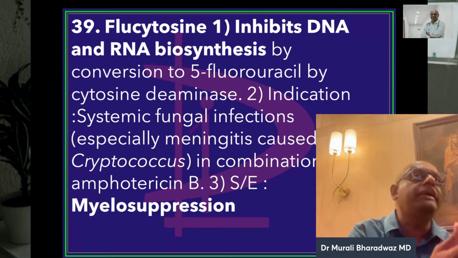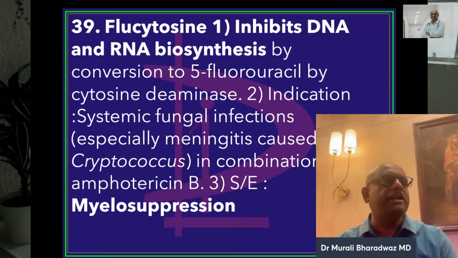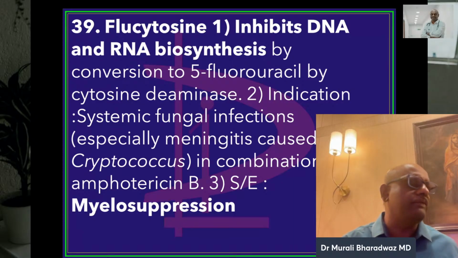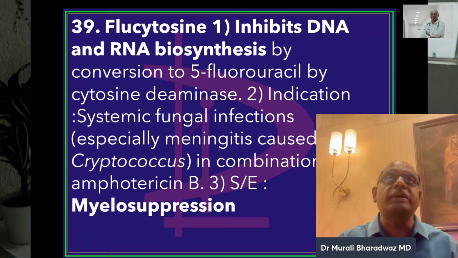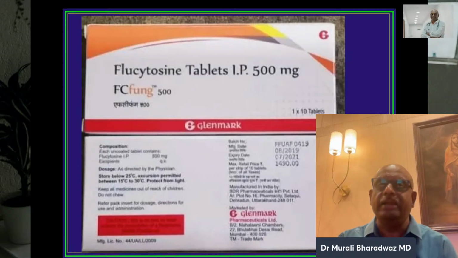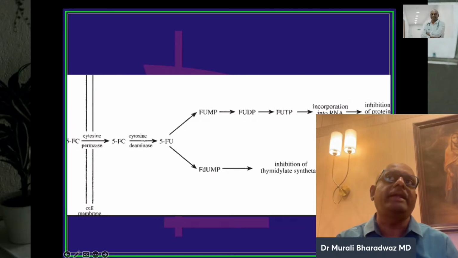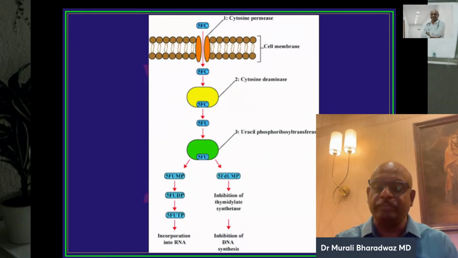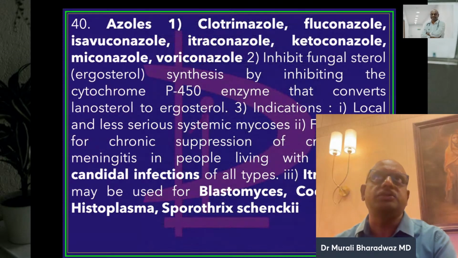So whenever cryptococcal meningitis is there, the flucytosine-amphotericin combination is used. But flucytosine will also go and affect the DNA in the bone marrow, where the myeloid and erythroid cells are proliferating. That leads to myelosuppression, right? Flucytosine tablets are 500 milligrams. Flucytosine becomes 5-fluorouracil, which will inhibit the RNA and DNA. Don't forget.